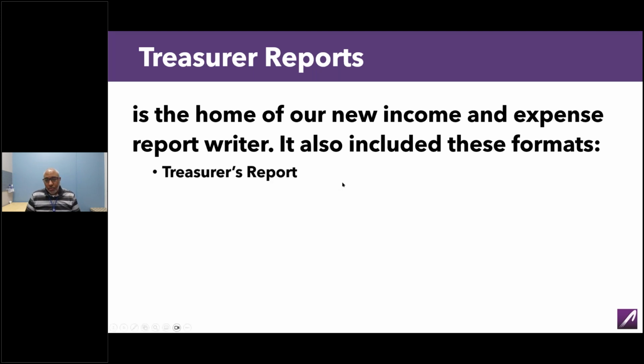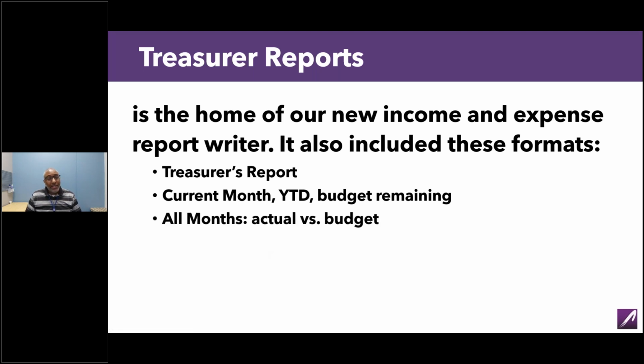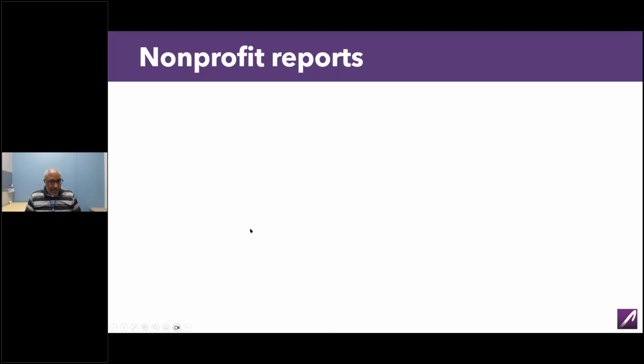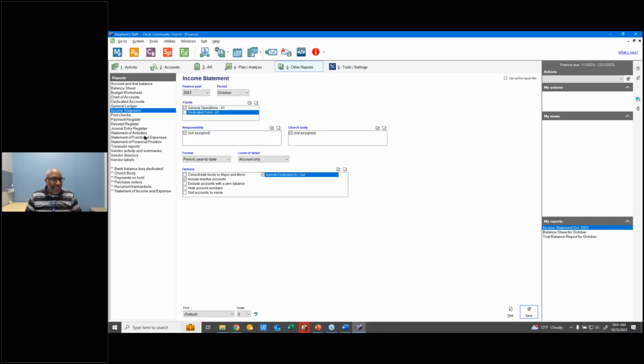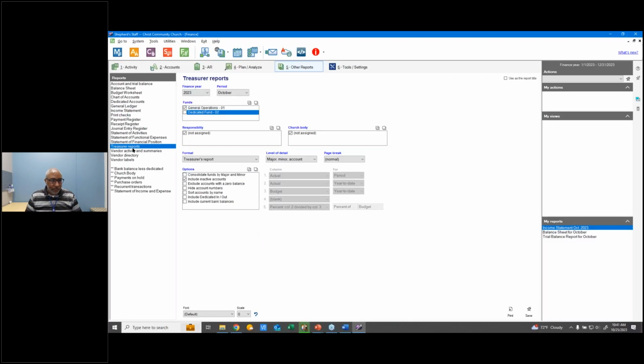So there is the treasurer's report. It's the one that you've been using for years now. It's located there as a format. There's current month, year-to-date budget remaining. There's all months actual versus budget and more. I didn't list them all, but there's quite a few in there. So let's go ahead and go back in here. Let's go to the treasurer's report.